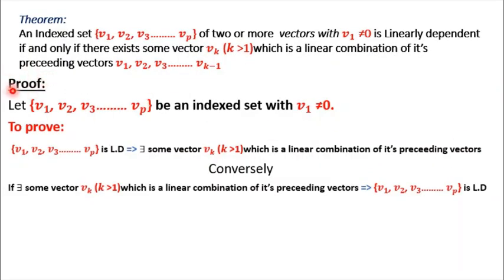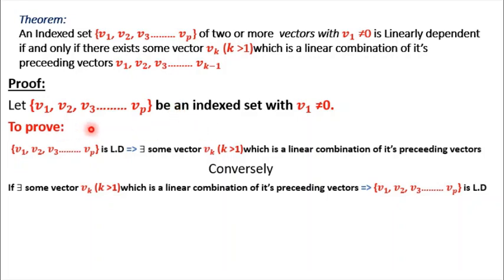So its proof is like this. We are given a set containing v1, v2, v3 and so on up to vp, an indexed set with the condition that v1 is not equal to 0. So the first element should not be a zero element. It must be a non-zero element. Other elements can be anything, it depends.